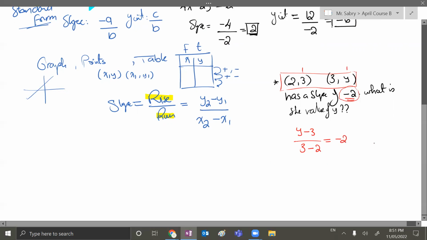So now I have an equation. I can actually solve this equation and find the value of y, which means I'll have y minus 3 over 3 minus 2, which is just 1, equals -2, which means y minus 3 is now equal to -2, which means y is equal to -2 plus 3, which means y is equal to 1. So now I know the value of y.